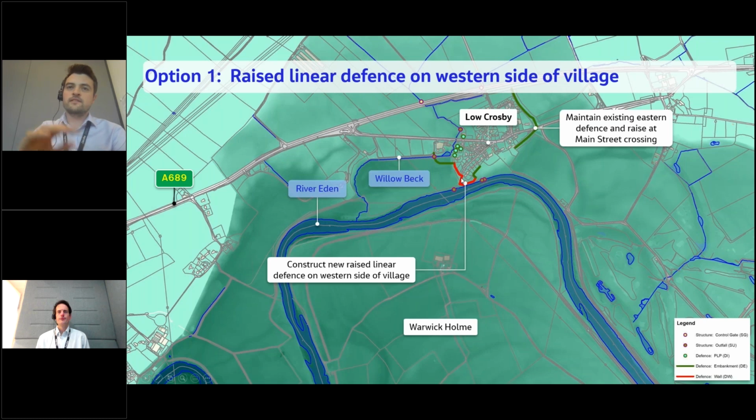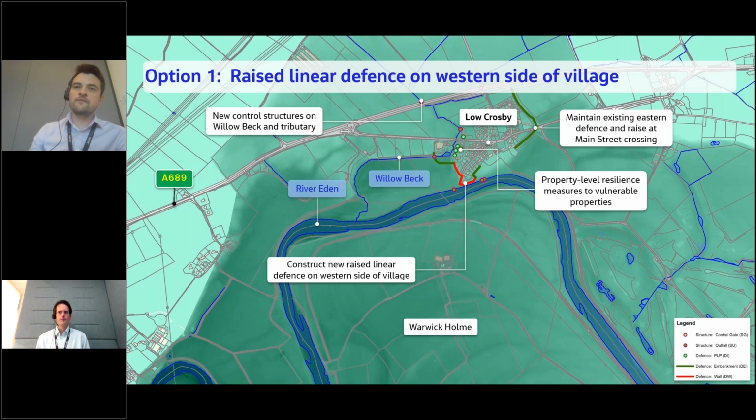That defence comprises a mixture of walls and embankments and crosses this smaller watercourse here called Willow Beck. We've got a control structure in place there such that when water levels in the Eden rise and back up Willow Beck, there is a gate that closes and prevents the River Eden from crossing up through the channel of this watercourse and flooding the village. However, if we do that, then there is the residual risk that this watercourse could back up and flood the village itself. So we've got control structures upstream of the A689 to manage any flow in Willow Beck and hold that back such that the village remains dry.